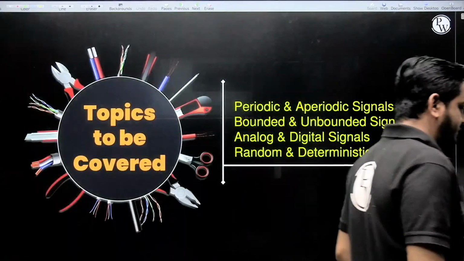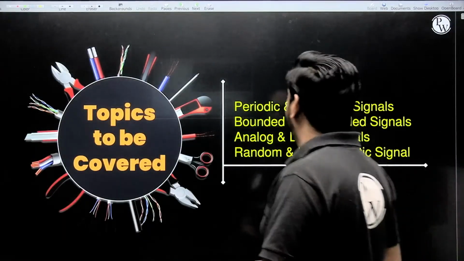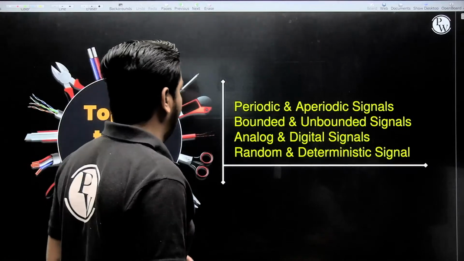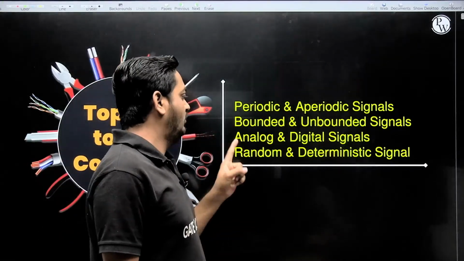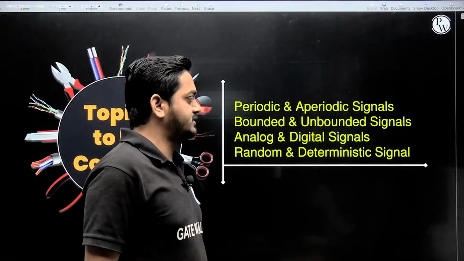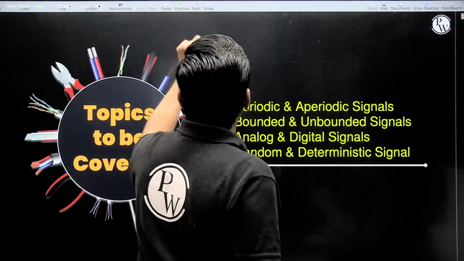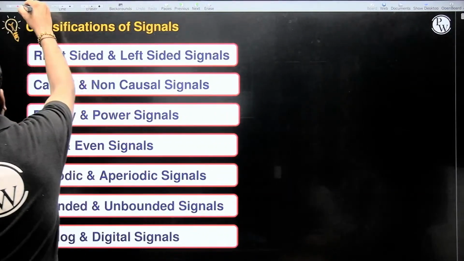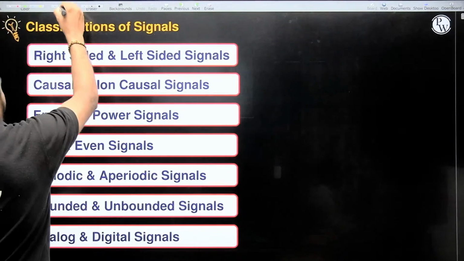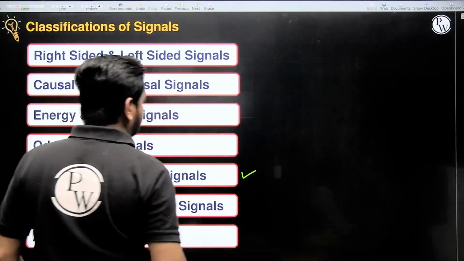In the last class we started periodic and aperiodic signals. In this class today we will first finish periodic and aperiodic signals, then we will see bounded and unbounded signals, analog and digital signals, and random and deterministic signals. Okay, so let us continue. We are studying periodic and aperiodic signals, correct?